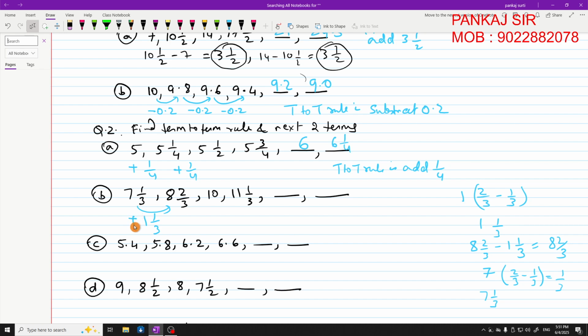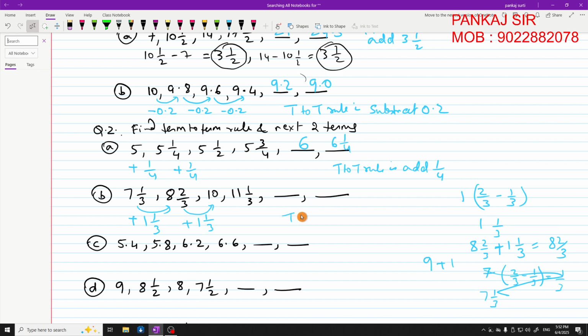Okay. 7 1 by 3 plus 1 1 by 3, I'll get 8 2 by 3. Right. And 8 2 by 3 plus 1 1 by 3, I should get, this is not correct. 8 plus 1 is 9 and 2 by 3 plus 1 by 3 will be 3 by 3, that is nothing but 1 only. So 9 plus 1 is 10. So I am getting that 10. Okay. So it is plus 1 1 by 3.